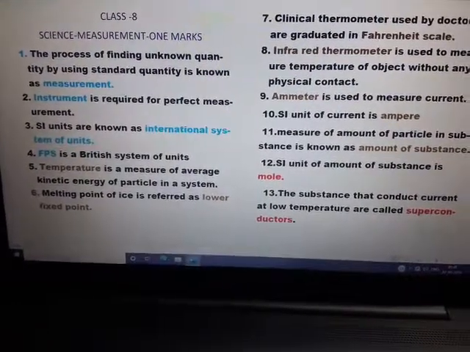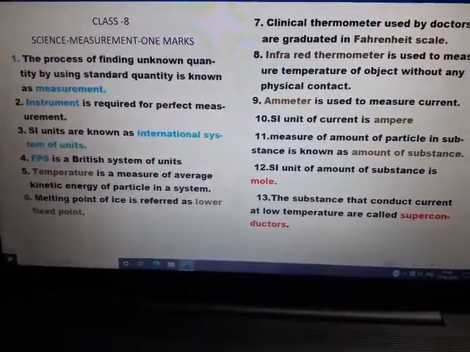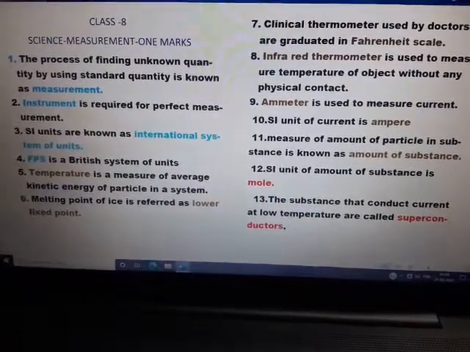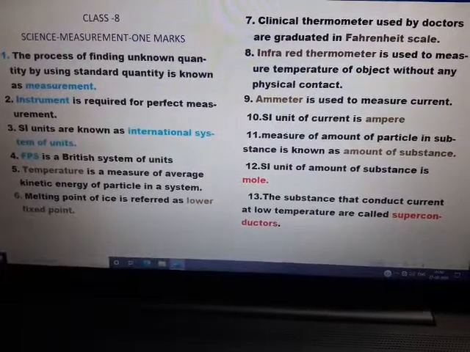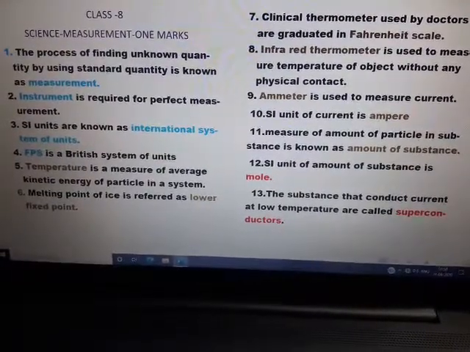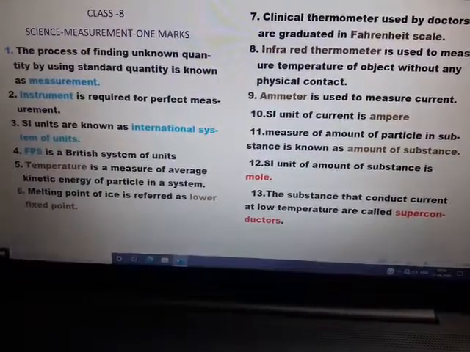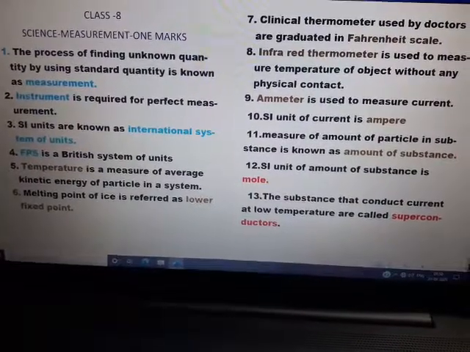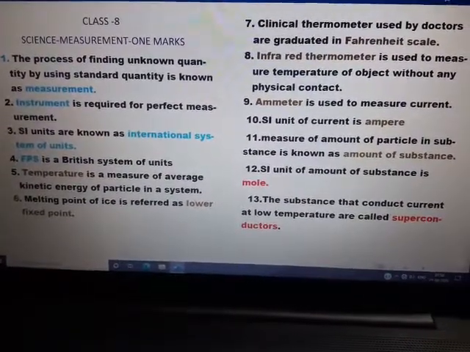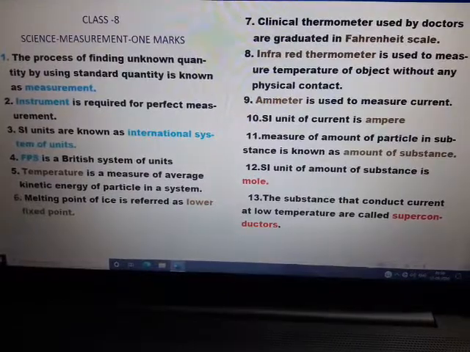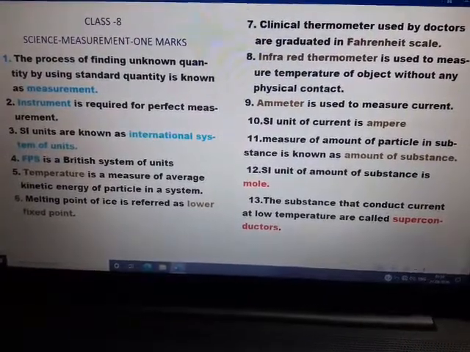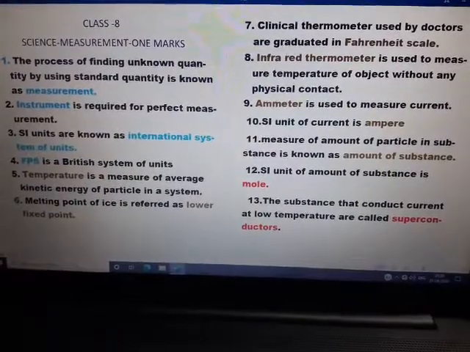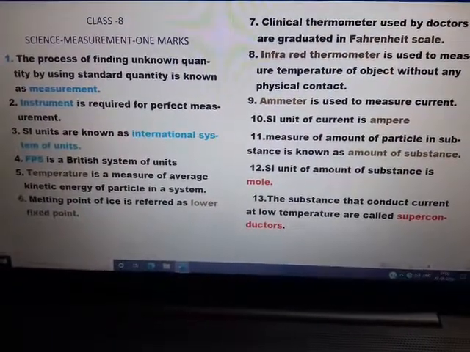So next fifth question is, dash is the measure of average kinetic energy of a particle in a system. So temperature is the measure of average kinetic energy. It can also be stated as a degree of coldness or hotness of a substance, which can also be defined as temperature. Next one is, the melting point of an ice is referred as dash. So here the melting point of ice is referred as lower fixed point, whereas the boiling of water is referred as upper fixed point. This is another important question, but I have not mentioned here, you can refer it.